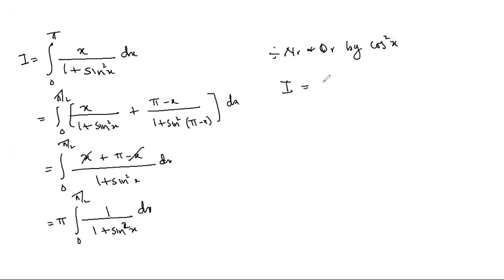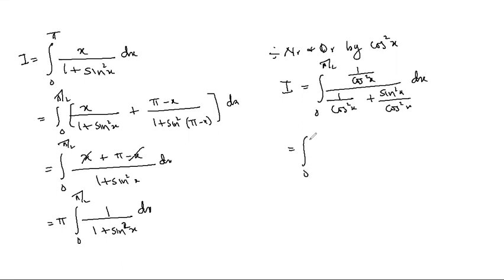So I becomes integral 0 to pi by 2, 1 upon cos square x, 1 upon cos square x, sin square x upon cos square x. That became 0 to pi by 2, sec square x upon sec square x plus tan square x.